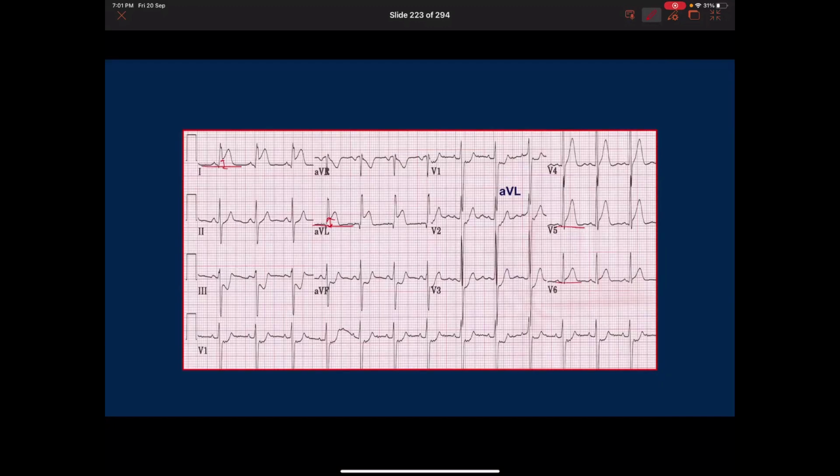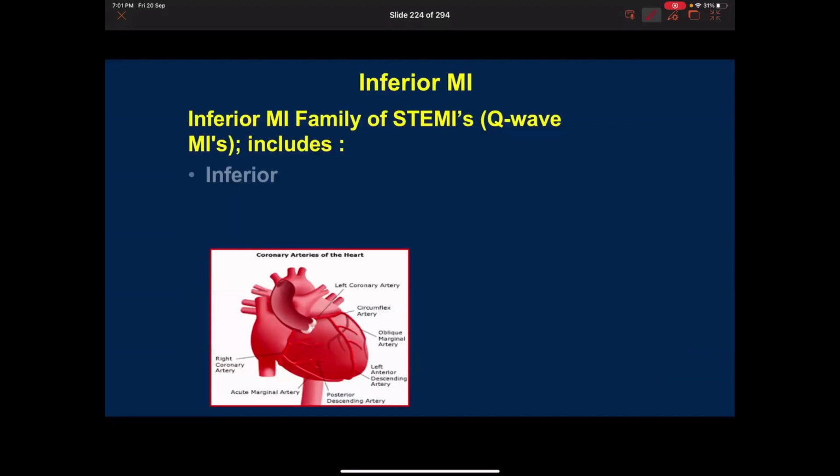There's no elevation in 4. I don't see it in 4. It's very minor, maybe like here. So yeah, this is lateral. Okay.